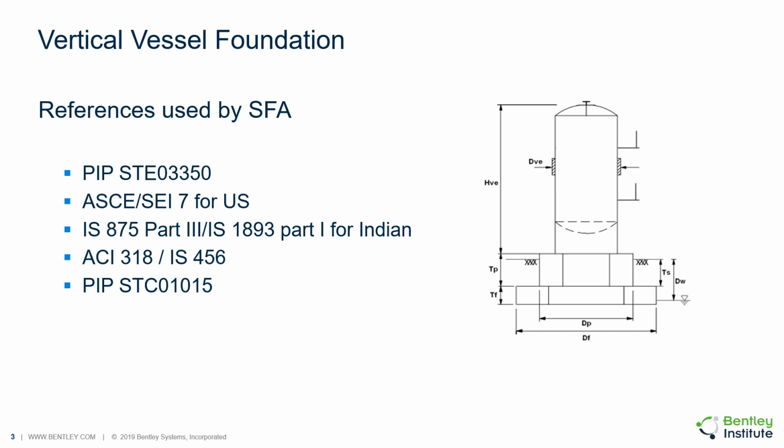Similarly, for users designing as per the Indian code, you can have the wind load generated as per the IS 875 Part 3 and seismic as per IS 1893 Part 1. Concrete design is based on ACI 318 or IS 456, depending on which country you are using. Load combinations can be generated as per the PIP STC 01015 or ASCE.